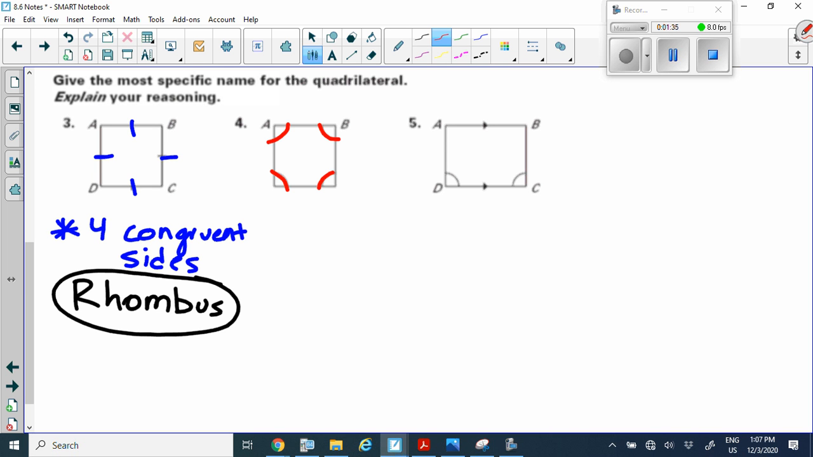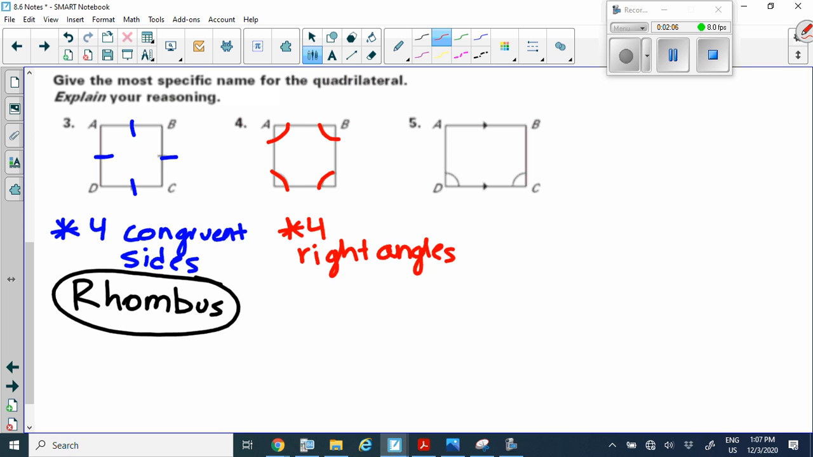Now we should know that quadrilaterals, so four-sided shapes, have interior angles whose sum is 360 degrees. So we have 4 equal angles. If we do 360 divided by 4, what do we get? We should get 90, right? So if I know that the angles are all 90 degrees, that means I have 4 right angles.